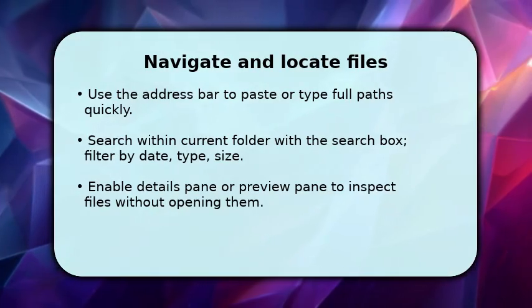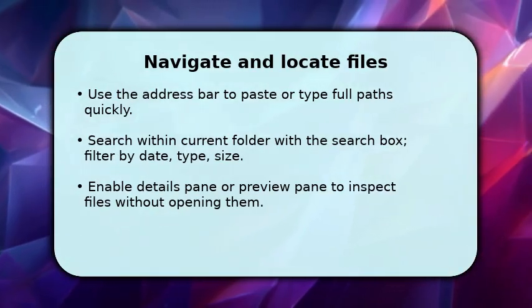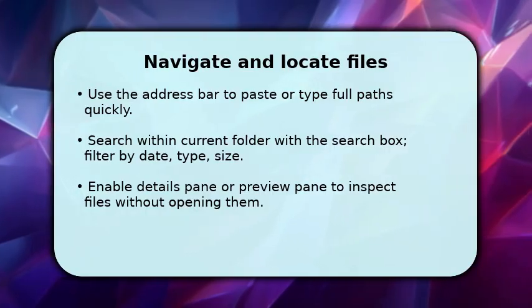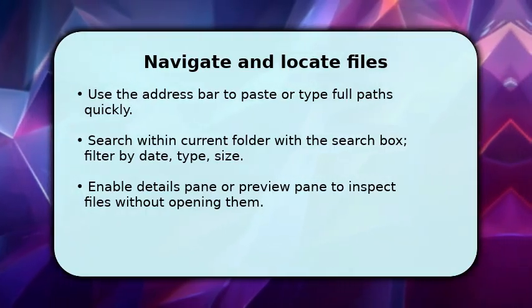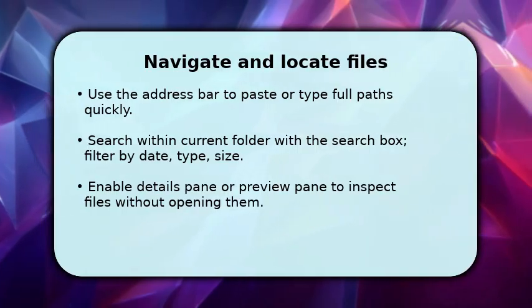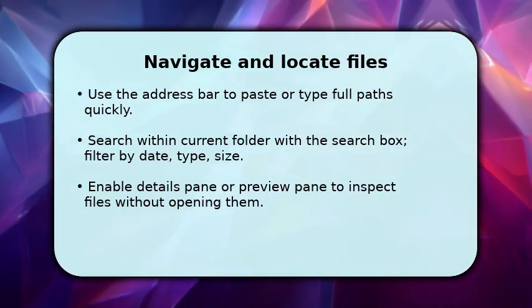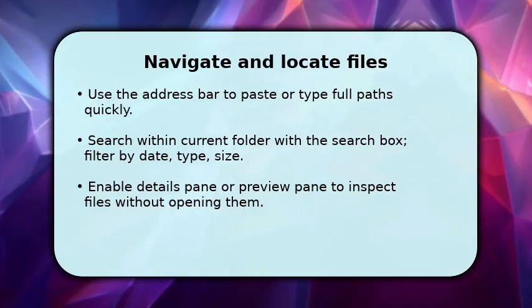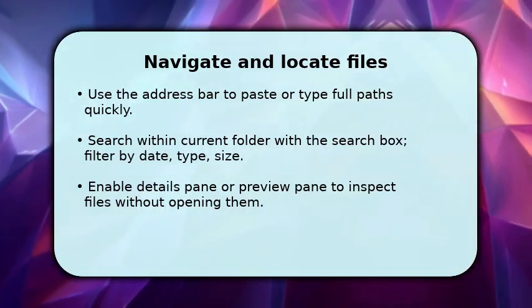Once File Explorer is open, use the address bar to jump directly to a folder by pasting a full path or typing it. This is faster than clicking through many levels. If you need a specific item, use the search box at the upper right and apply filters like date, type, or size to narrow results.